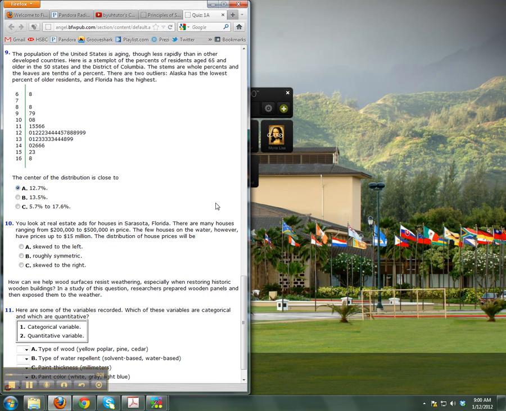So the question says, the population of the United States is aging, though less rapidly than in other developed countries. Here's a stem plot of the percents of residents age 65 and older in 50 states and the District of Columbia. The stems are whole percents and the leaves are tenths of a percent. There are two outliers. Alaska has the lowest percent of older residents and Florida has the highest.